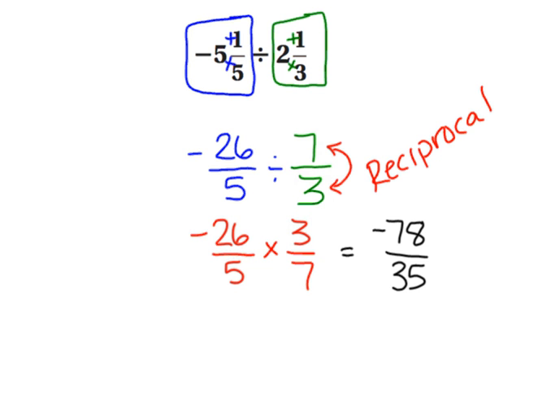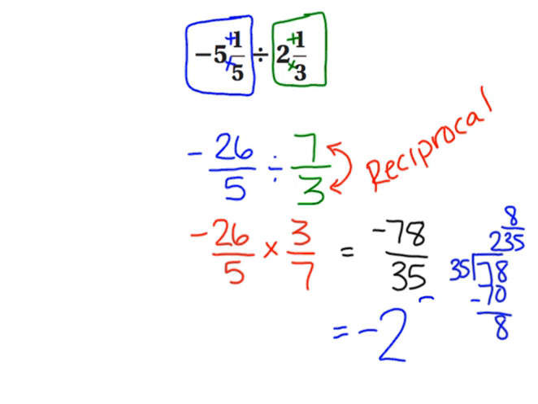To change this back into a mixed number, I'm going to figure out how many times 35 goes into 78, which is twice. And after it goes in twice, there are 8 left. So that's going to give me 2 and 8 out of 35. And I'm going to keep my negative sign in front. So final answer is negative 2 and 8/35.